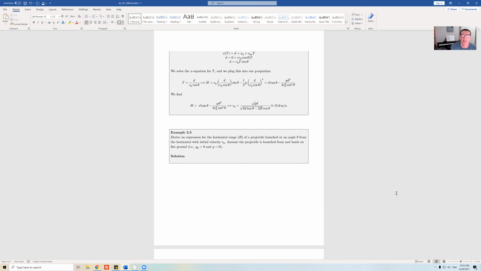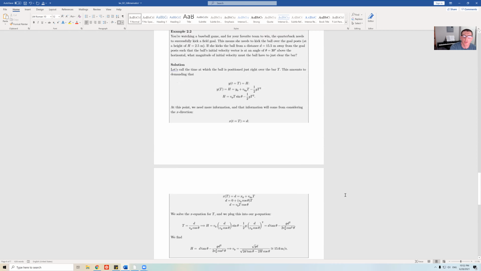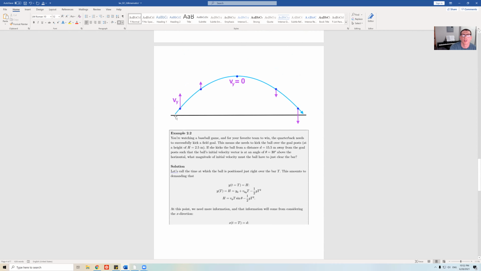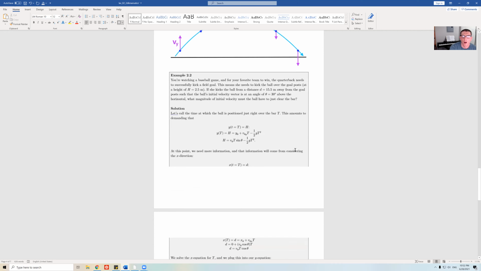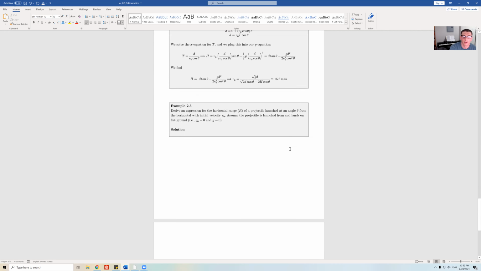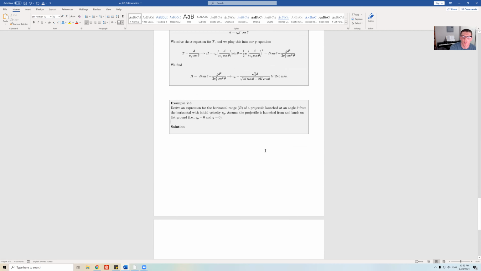So its y initial is 0 when its y final is 0, or to put it another way, delta y is 0. So what we're really thinking about is sort of this exact thing, right? And our range is just going to be the distance from here to here, where the projectile starts to where it lands. And this is a very useful result. So I think this is going to be a good example.